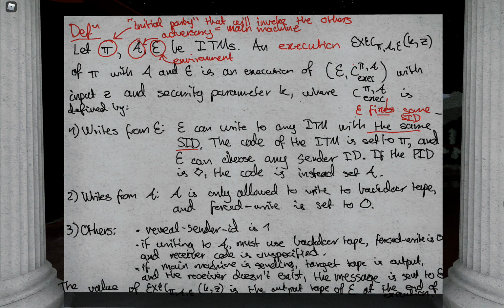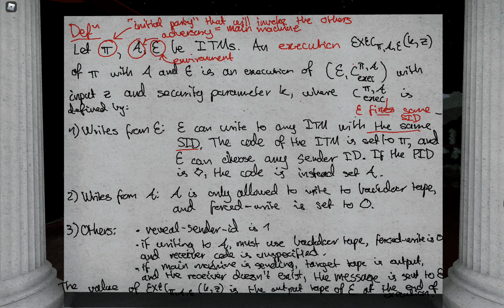And then the second rule says the adversary can only communicate with the backdoor tape and it can't create new machines. And then for pi, pi is allowed to invoke new machines, but the main machine itself, pi, if it gives output, then it has to give that to the environment. That's all we're saying here. And then finally, when we talk about what the value of the execution is, that's just whatever's left on the output tape of the environment. And it suffices, as we will later discover, to consider that as a single bit.